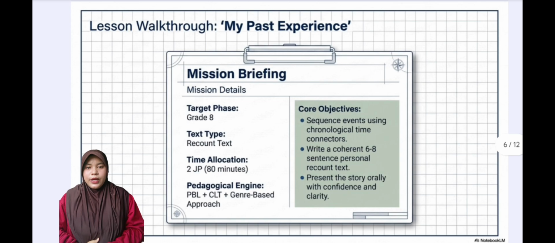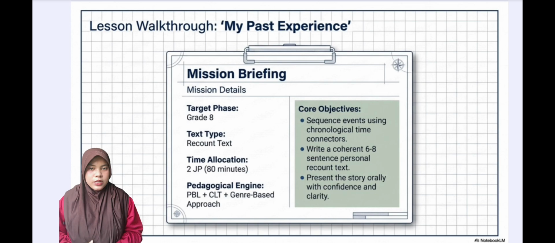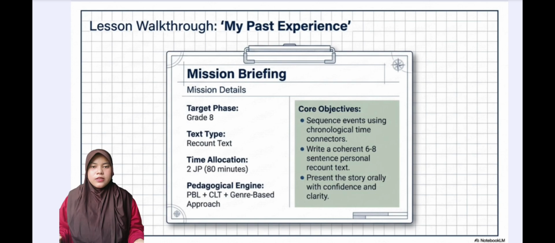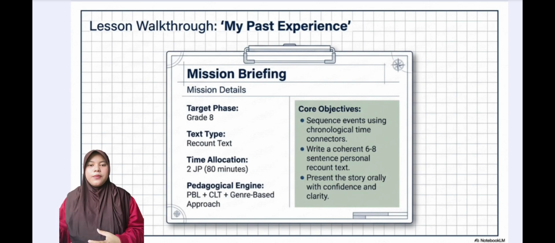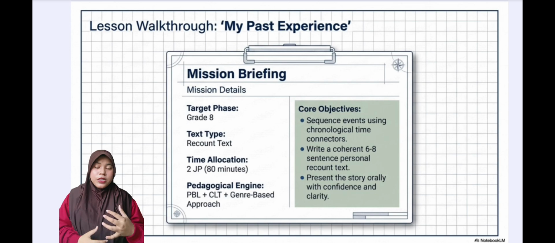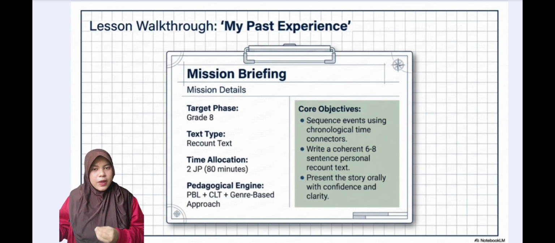Now let us walk through a concrete lesson. The lesson is titled My Past Experience. The time allocation is 2 teaching periods, or 80 minutes. The text type is recount text, and the pedagogical engine is a combination of PBL, CLT, and the genre-based approach.